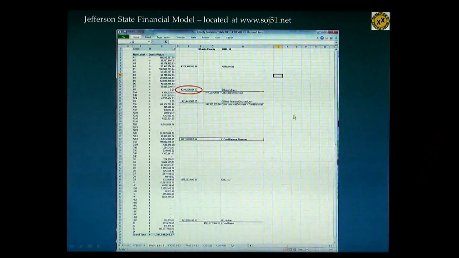So you'll see the revenues, but what we're looking for here is our expenditure numbers, K through 12, for Shasta County. And then in our model, you can click on each individual county, and it will roll over and change the cost structure for each K through 12 for each individual county. So now we have all of our pieces.